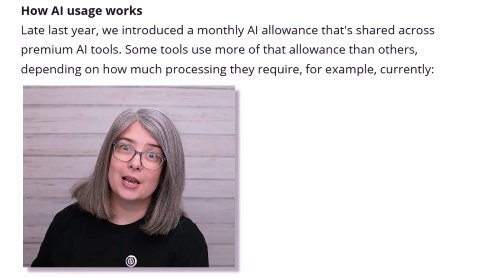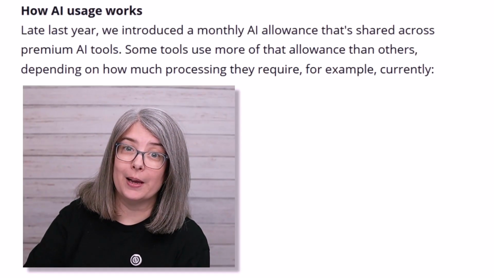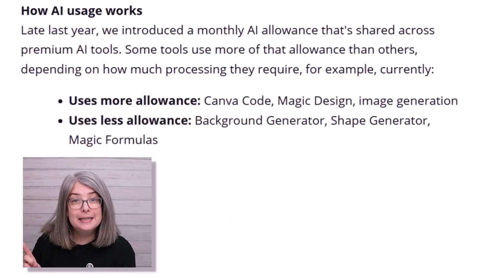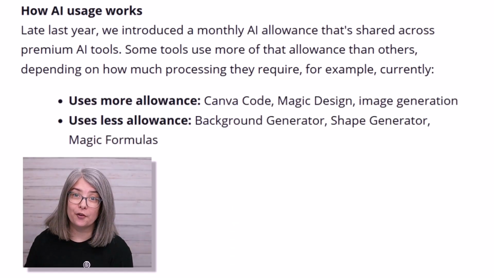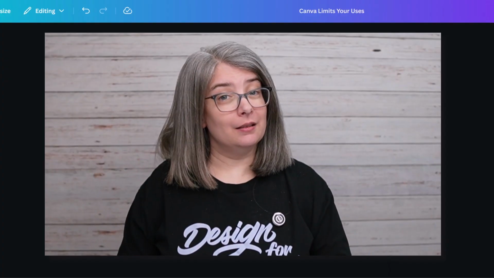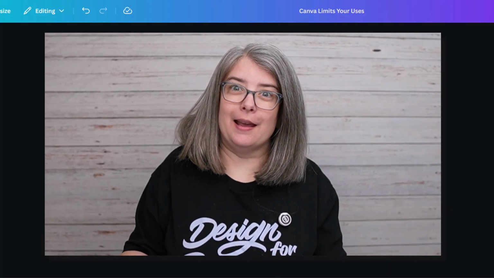Canva gives users a shared allowance between all of the premium AI features. Different features use different amounts. For example, Magic Layers uses more, while something like Image Generator uses less. It basically means there's a limited amount of time that you can use all of these features combined together. You're thinking, well, how many times can I use these features and what features are they?